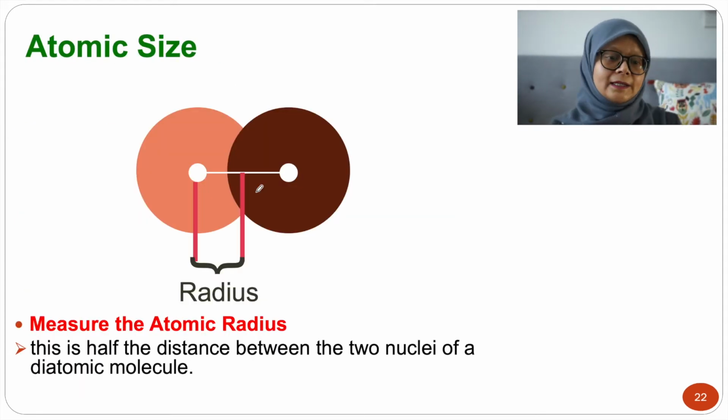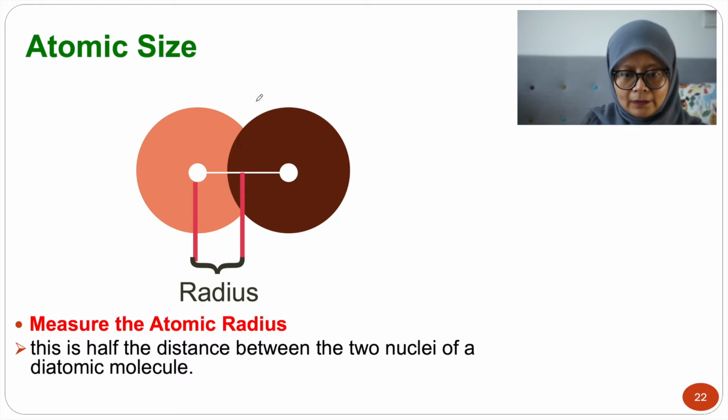And then we go to the atomic size. So how do we measure the atomic radius? From this diagram, this is half the distance. This is the radius, the r. This is half the distance between the two nuclei of a diatomic molecule. Half of this is one radius, and this is another radius.